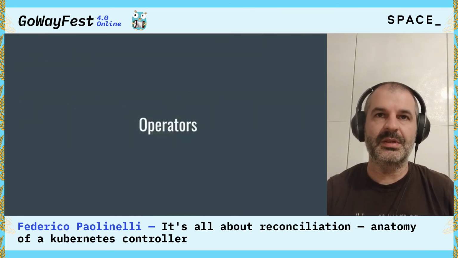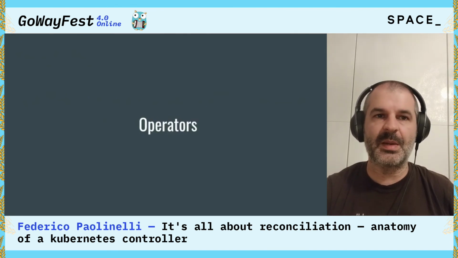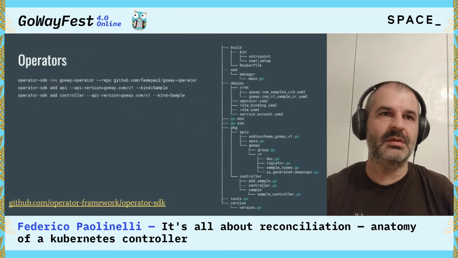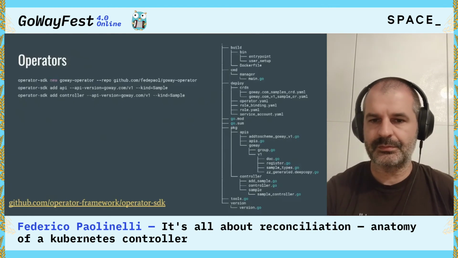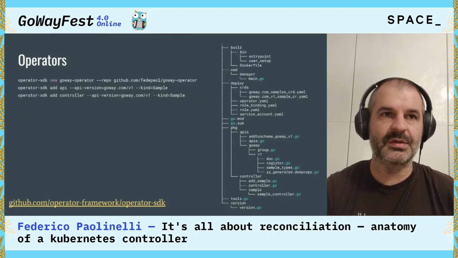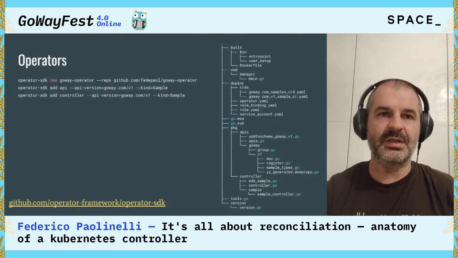And then there are operators. Operators are, to me, also an even higher level construct. Operator SDK is a framework that comes with a CLI that does a lot of code generation for us. It allows us to generate the whole project layout, to add new types, and even to generate the controller code for those types. All of this in a code-generated fashion.